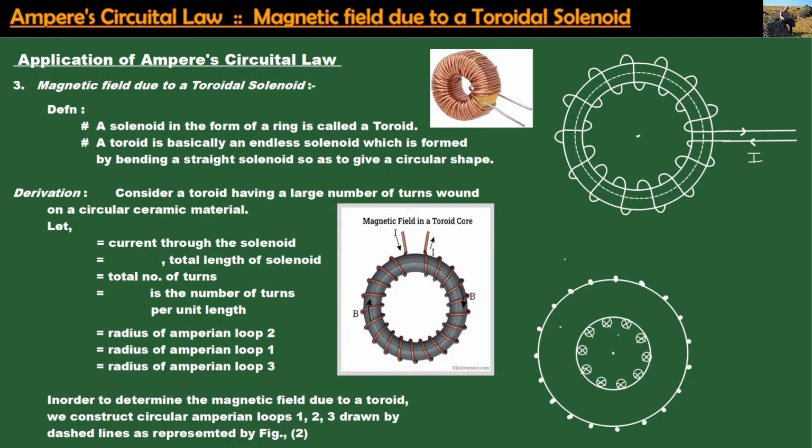So what is the definition of a toroidal solenoid? There are two definitions I have marked over here. The first one is that it is in the form of a ring. A solenoid in the form of a ring is called a toroid or a toroidal solenoid. Now, the second definition: the toroid is an endless solenoid, which is formed by bending a straight solenoid so as to give a circular shape.